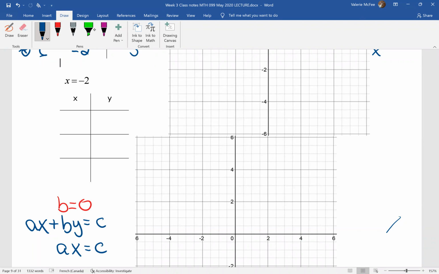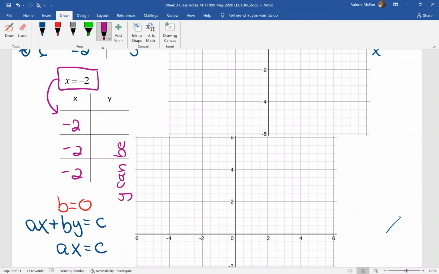But what do we know for sure? We know that x is always -2. And y can be any real number. Any real number. It doesn't matter.